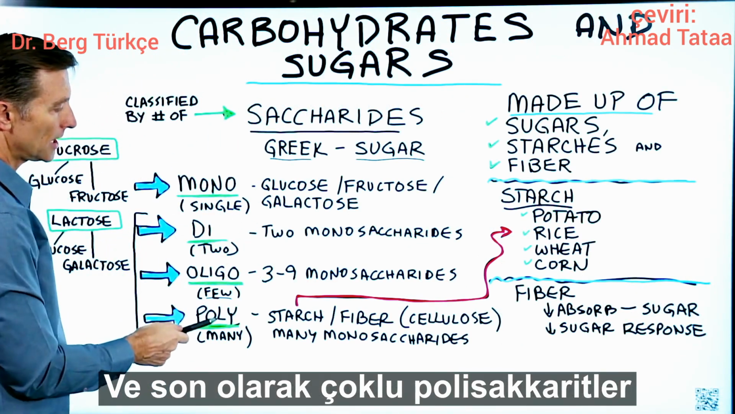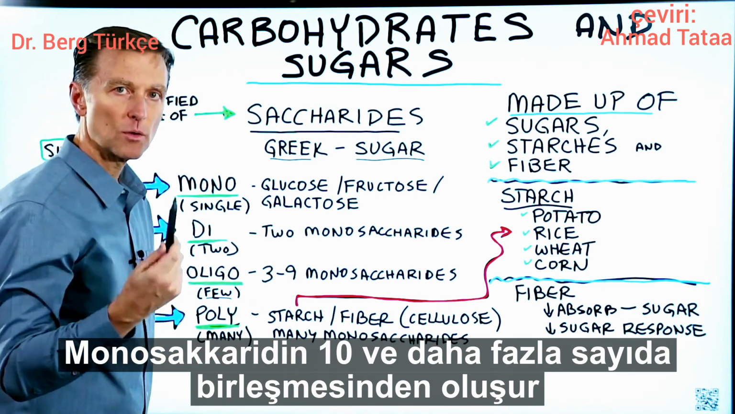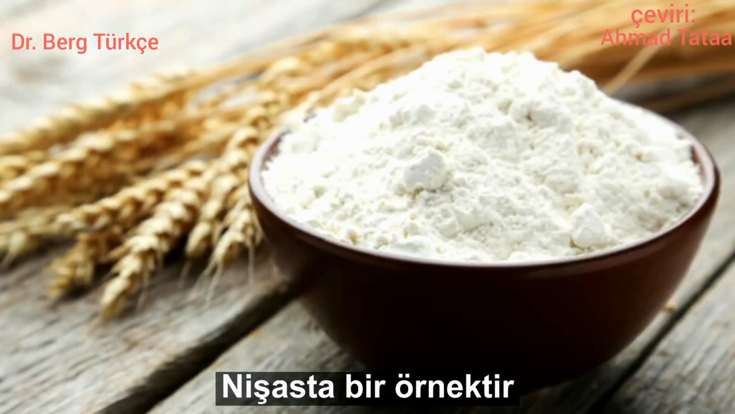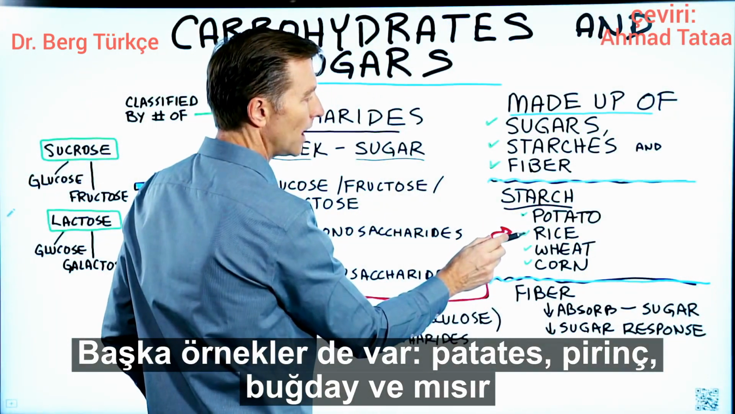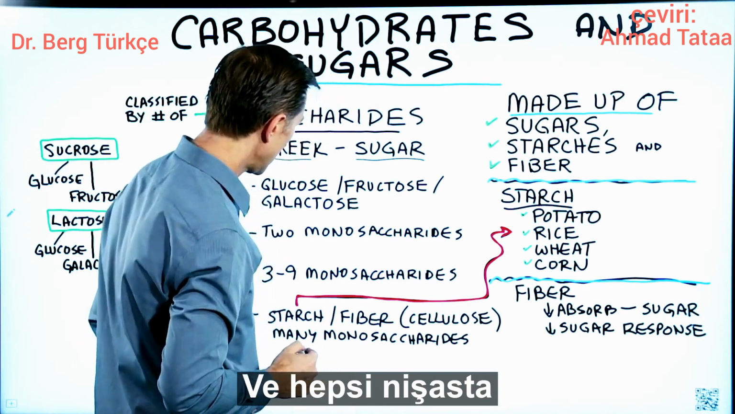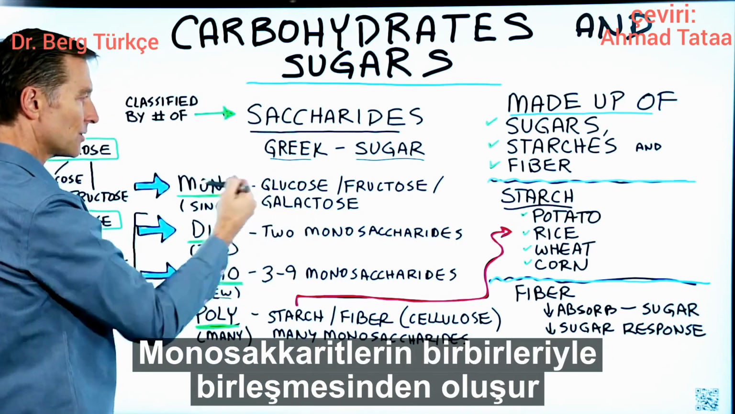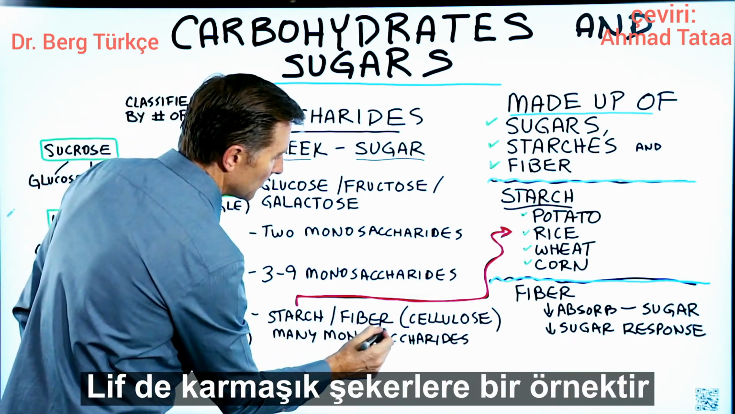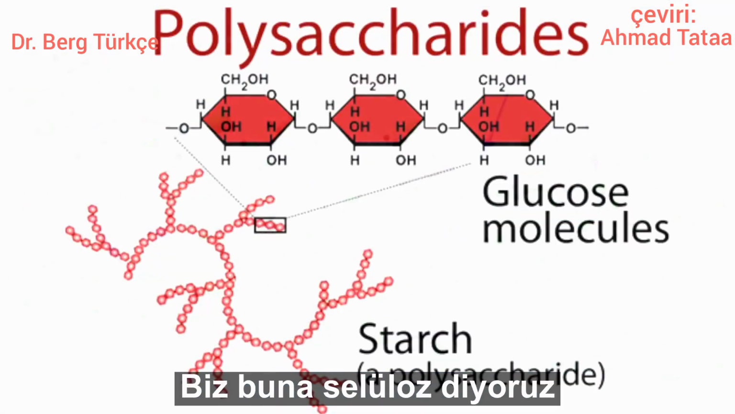Polysaccharides. Poly means many, and this would be about 10 or more of these guys, okay? And that would be like a starch. Here's some examples. Potato, rice, wheat, and corn. Okay, those are starches. These are composed of many of these guys right here connected together. And then you have the fiber is an example of a polysaccharide. That would be called cellulose.